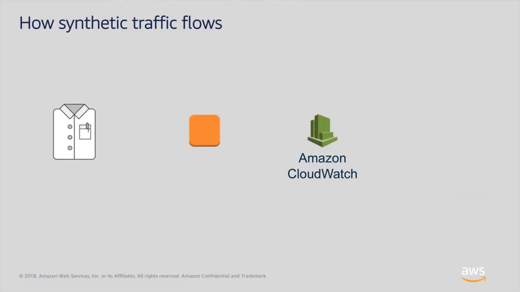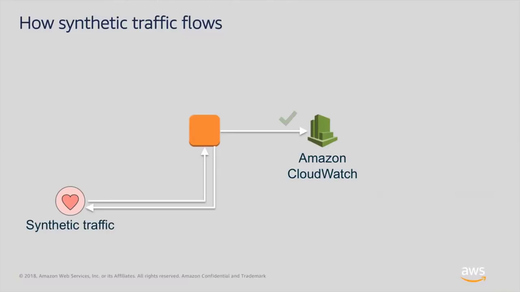So how does synthetic traffic flow? Well, the idea is you've got a user that's going to make a request of your application running on an EC2 instance. That's going to report back to CloudWatch a success. So CloudWatch is going to get that CloudWatch log, and the web server is going to respond back to the user and display your website.